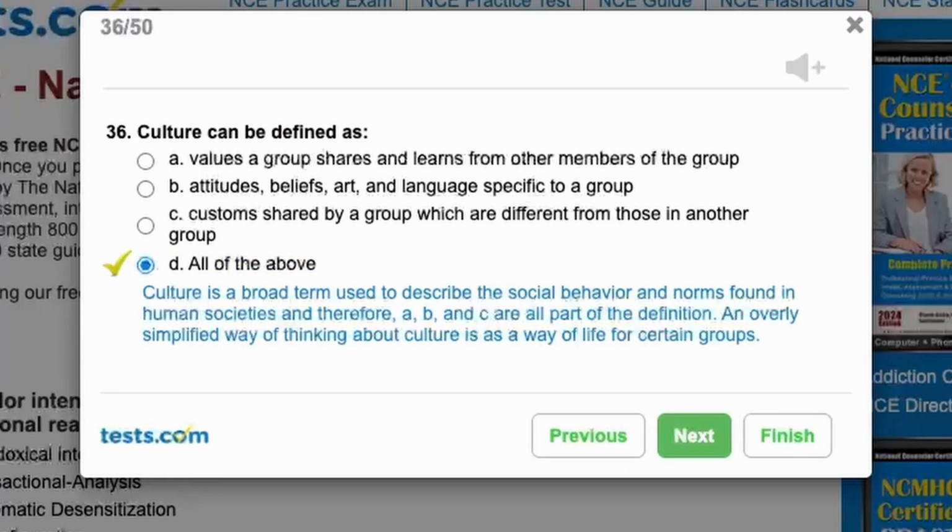D. Culture is a broad term used to describe the social behavior and norms found in human societies, and therefore A, B, and C are all part of that definition. An oversimplified way of thinking about culture is as a way of life for certain groups.